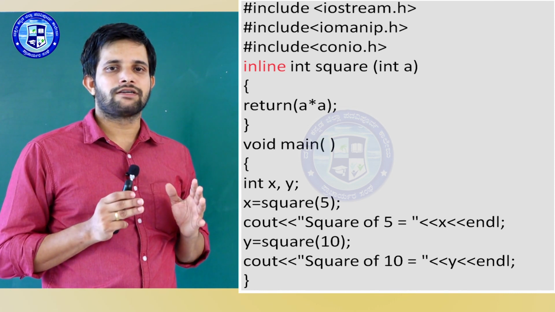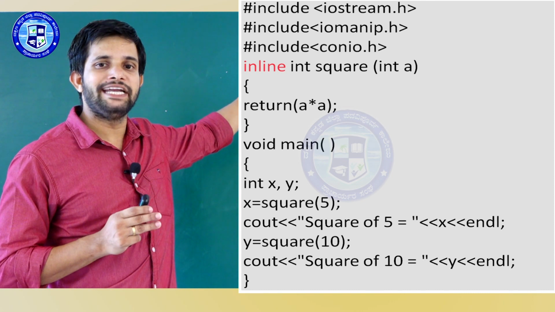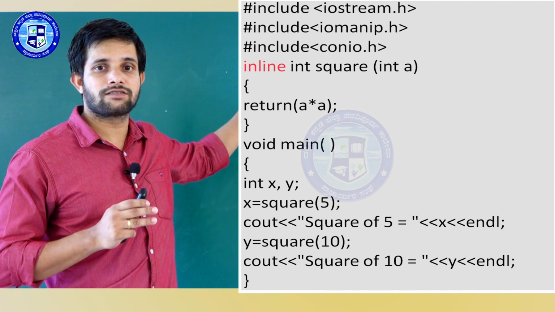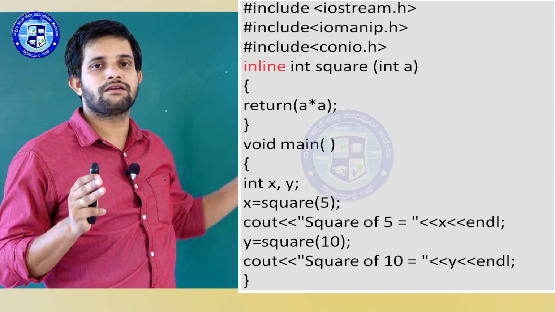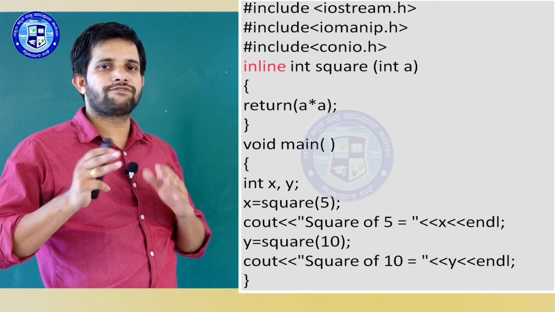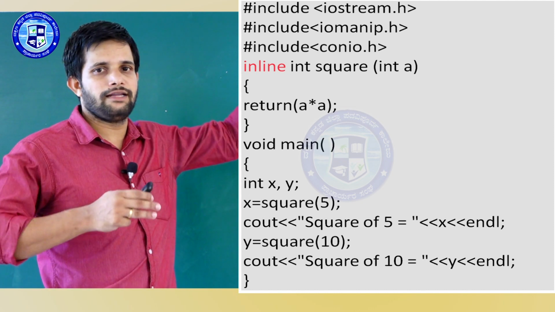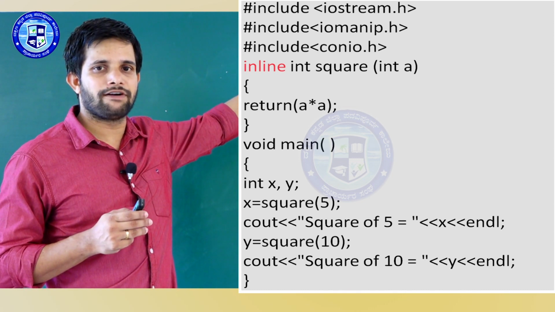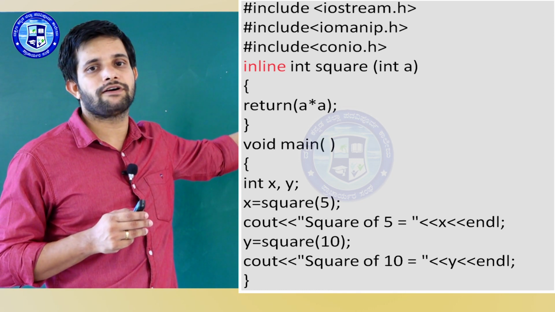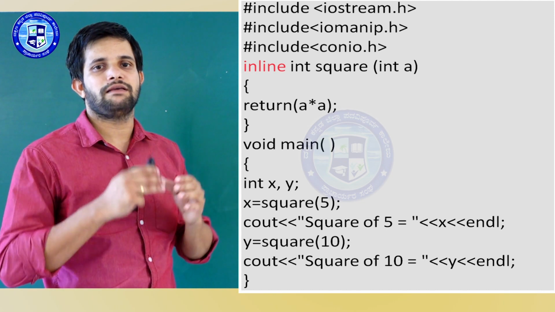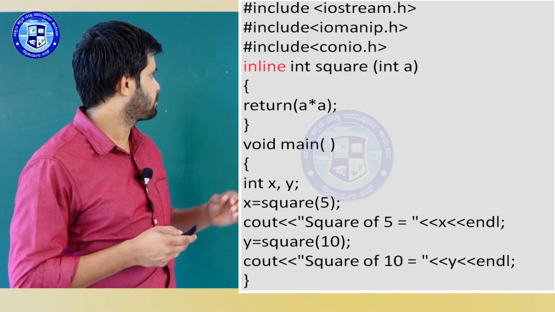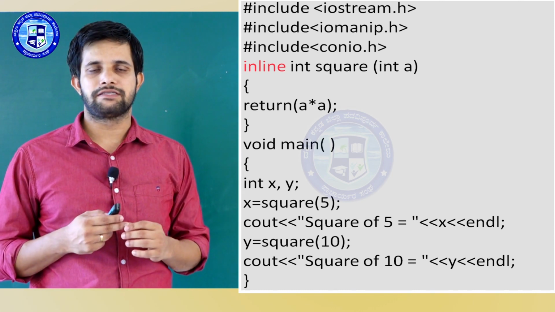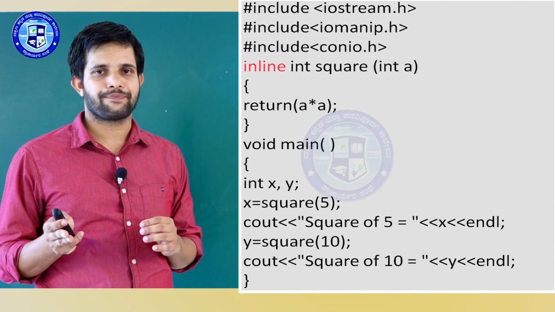For example, in the main function you are calling this particular function many times, and in case it is not an inline function, you are wasting much time by transferring the flow of control from here to there and there to here. That is why we make this particular function an inline function, because we are calling it many times in the main program. Let us see that. Inside void main, I am declaring two integer variables, x and y.